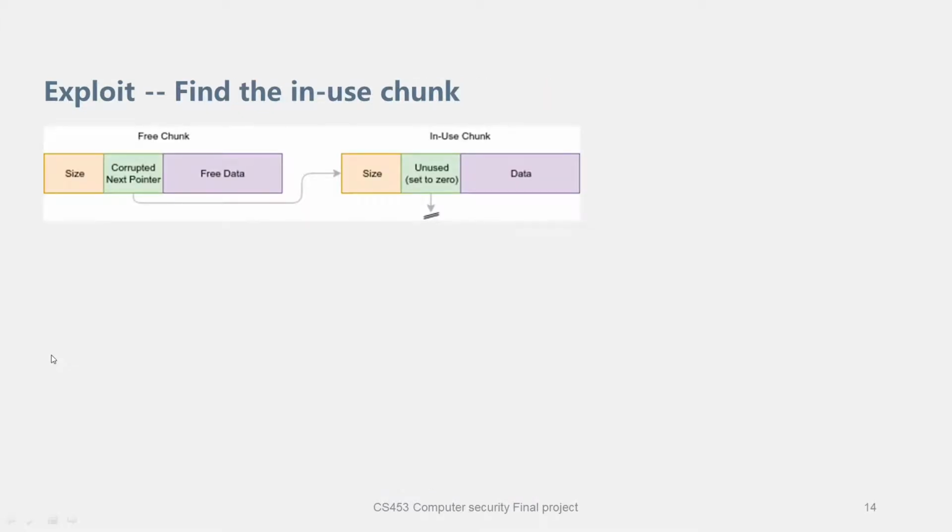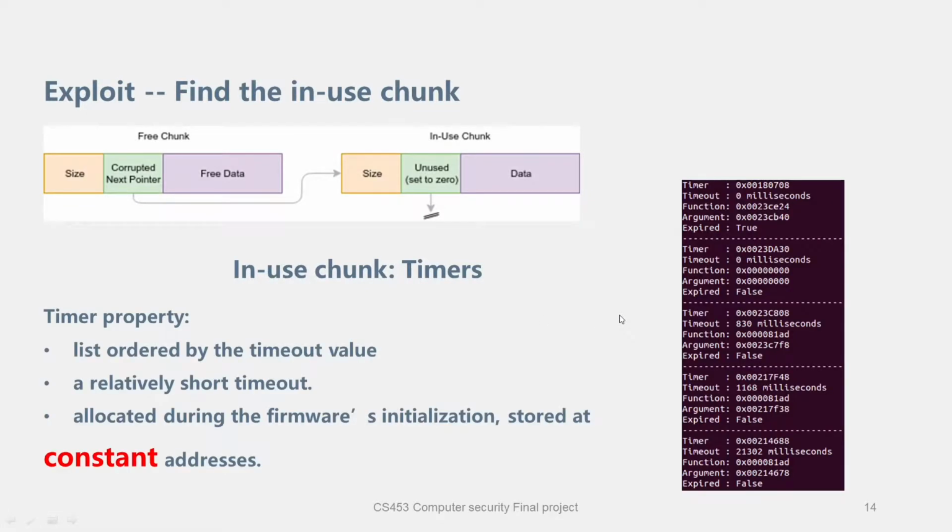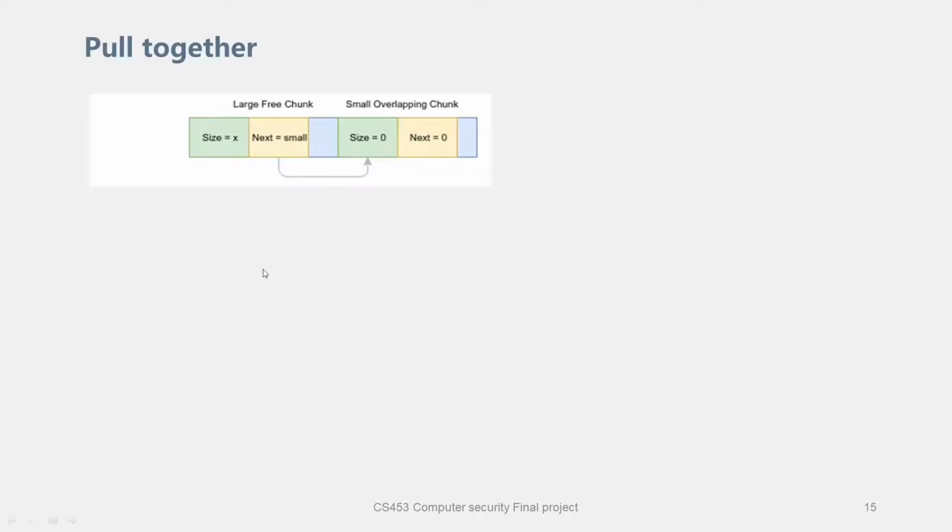Let's choose in-use chunks for the next jump for our overflow, because in-use chunks already have valid values. Otherwise, later calls to malloc and free may fail. There are some events in the Wi-Fi standards that must be handled periodically, for which timers are a good choice. All the timers are allocated during the firmware's initialization and are therefore stored at constant addresses. Perfect property. Here's the game plan.